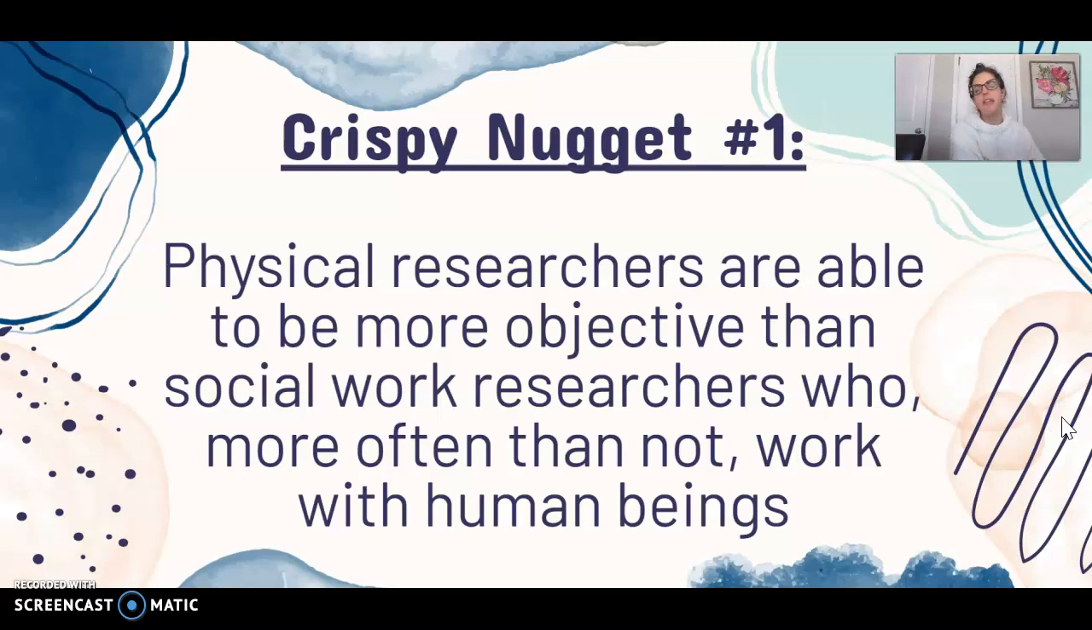So this is the crispy nugget that comes along with quantitative and objective research, is thinking about physical researchers. So that's researchers who are not necessarily doing a research project on human subjects. Maybe it's looking at some sort of science experiments using chemicals and that realm. They're often able to be more objective than social work researchers because we are more often than not working with human beings. And so it does pose a difficulty being super objective within social work research, because humans by nature are subjective creatures.